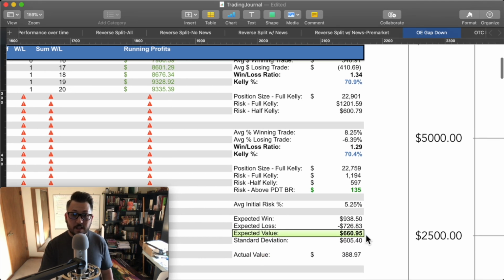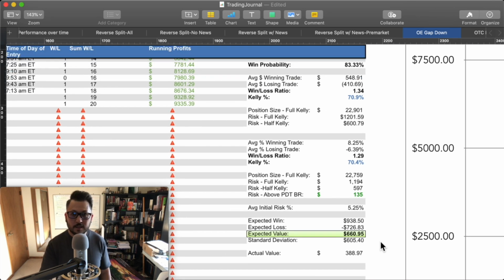And my expected value on these is $660, and my standard deviation is only $600. And so that's something I also like to see. I want to see a smaller standard deviation compared to my expected value, because that means I'm going to have less variance in the setup. And in this case, that reduced variance is likely coming from the higher win rate. Since I'm more likely to win, it's just going to be a smoother P&L curve.